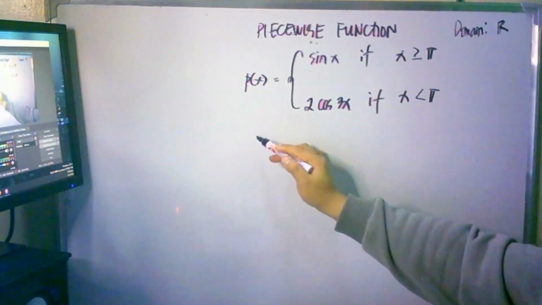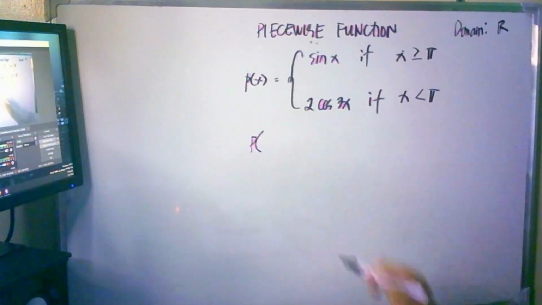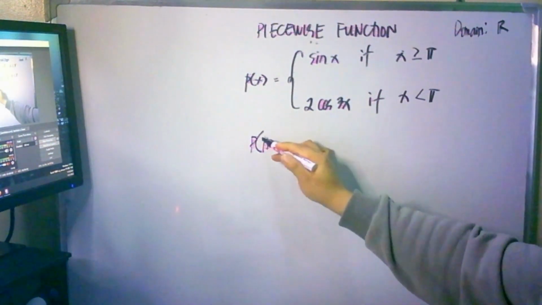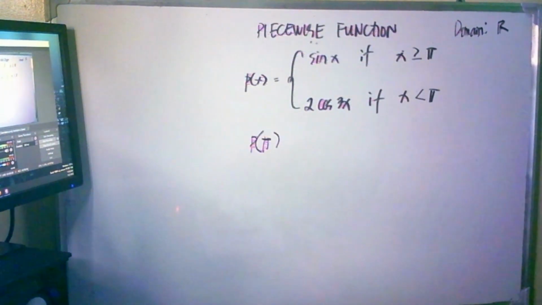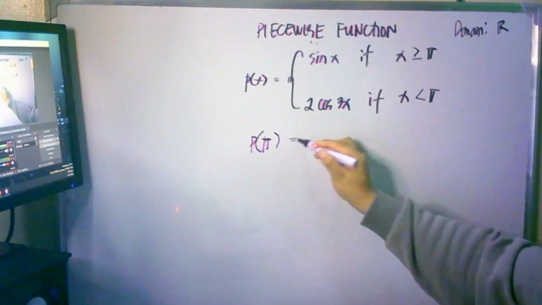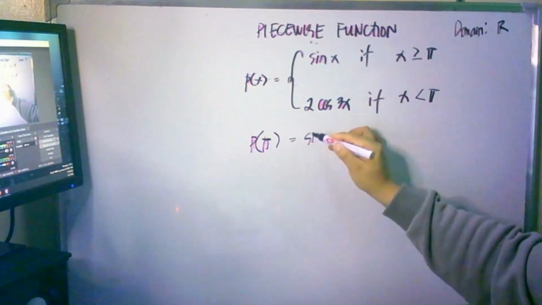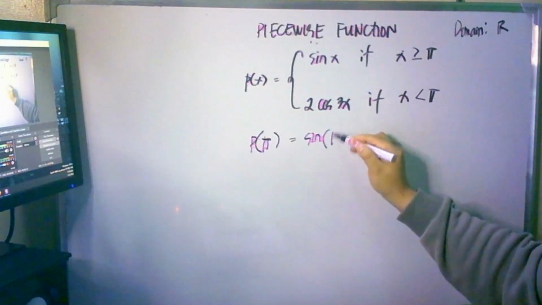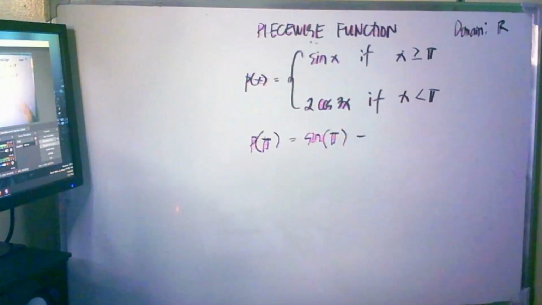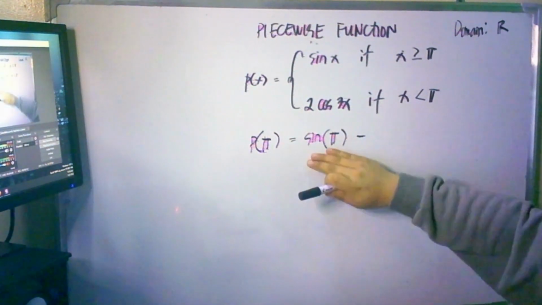Okay, now let's try to evaluate this function at specific x values or at specific inputs. Let's start with pi mismo. If our input is pi, so p of pi, which piece are we going to use? First piece. Obviously, it's the first piece. So how do we evaluate? We copy the function and then substitute the input, which is pi. Ito na yung kailangan nating i-review. How do we solve this one?